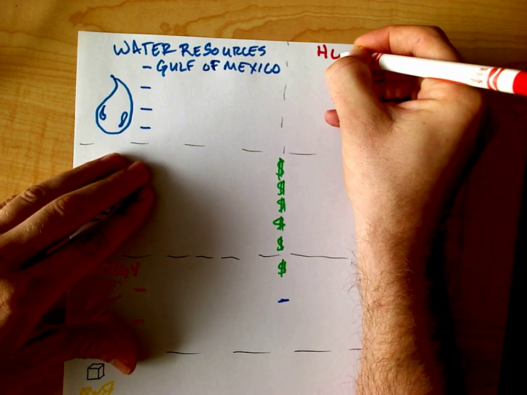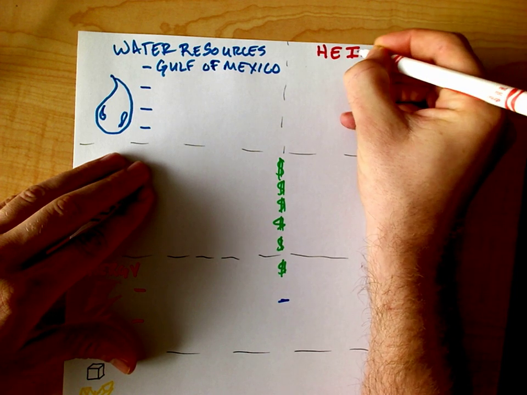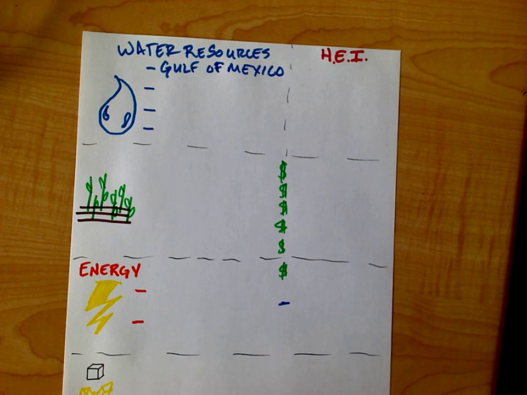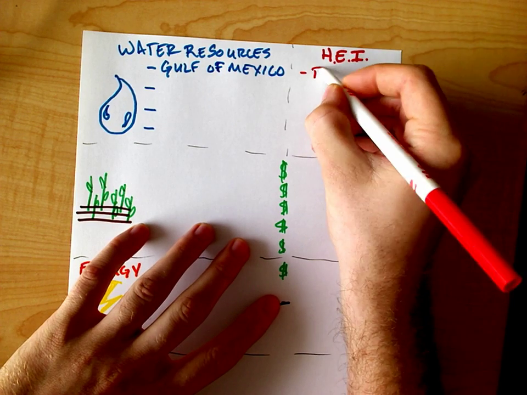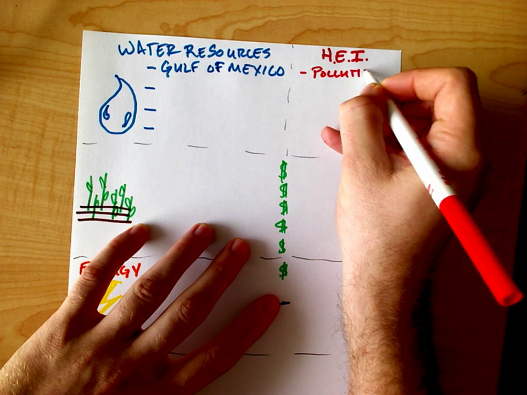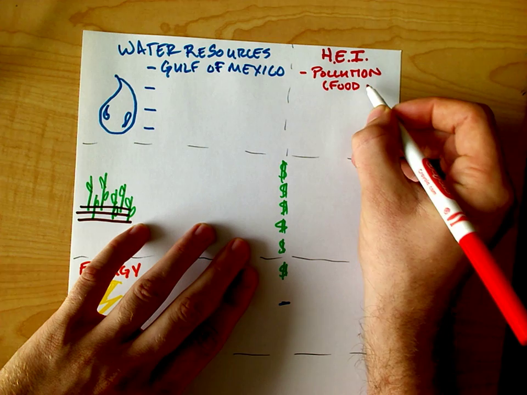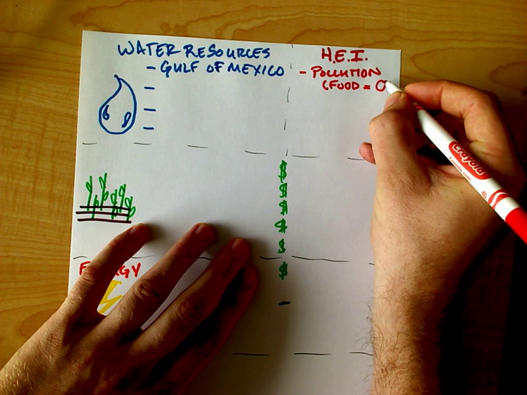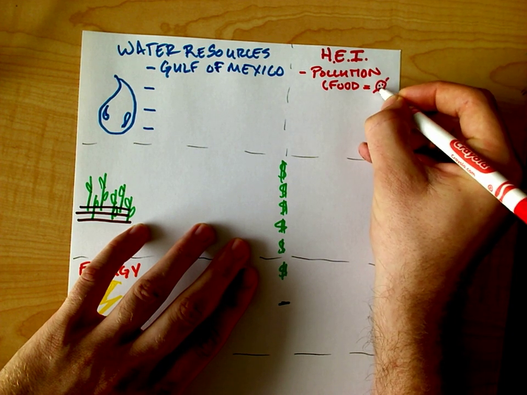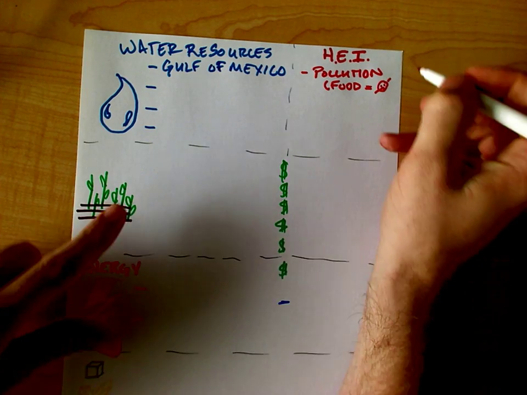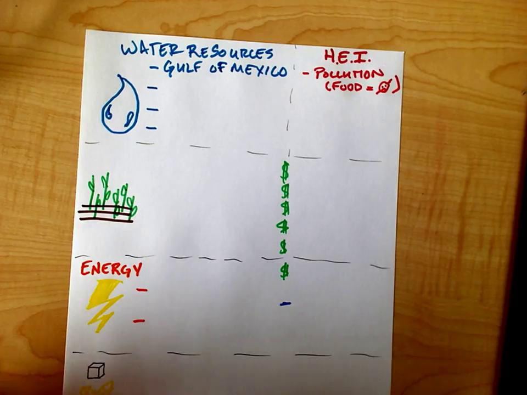We have human-environment interaction, or HEI, as you all know it very well. HEI is a big deal, especially in the Gulf of Mexico, because we have a few things. We've got pollution, which makes food unsafe. So food can become very unsafe because of pollution in the Gulf.